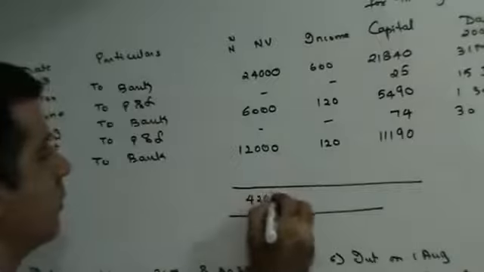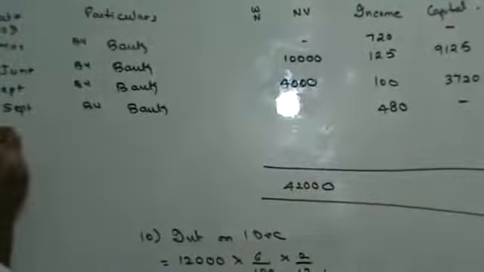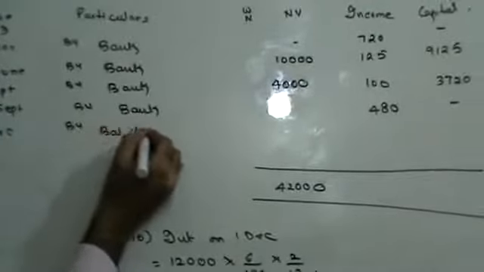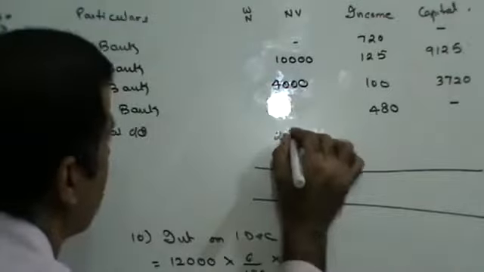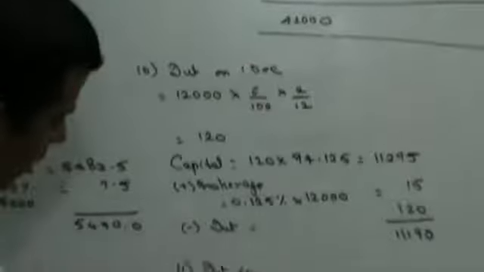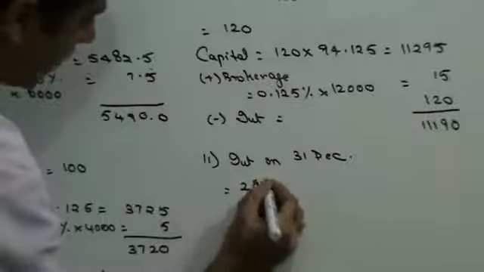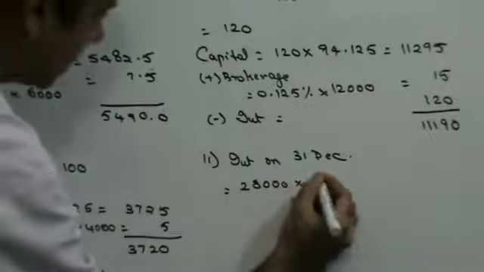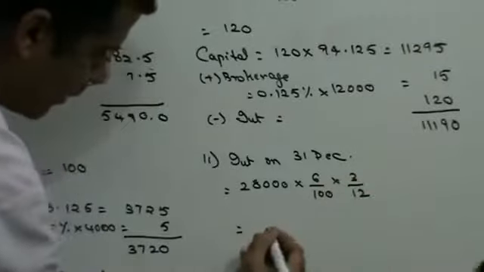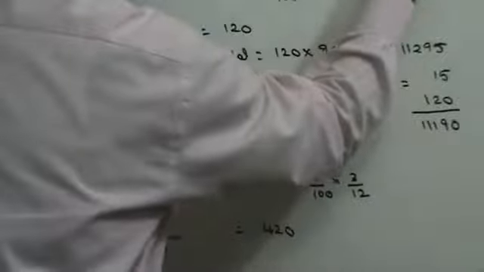Let's tally, people. Someone please help me add this. 42,000. This is 31st December. My balance carried down. How much is it? 28,000. Let's find the interest on this, people. Interest on 31st December: 28,000 into 6% for 3 months. Someone please help me calculate this. 420. So this is 420.